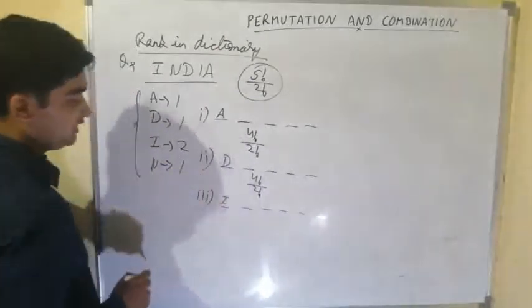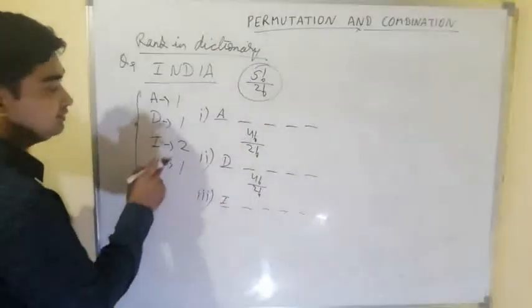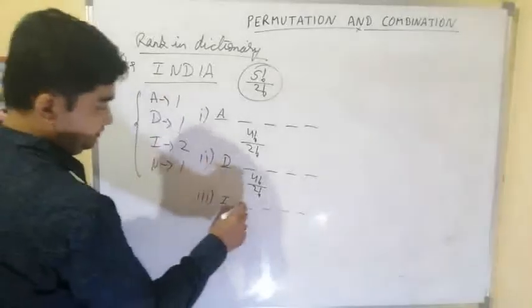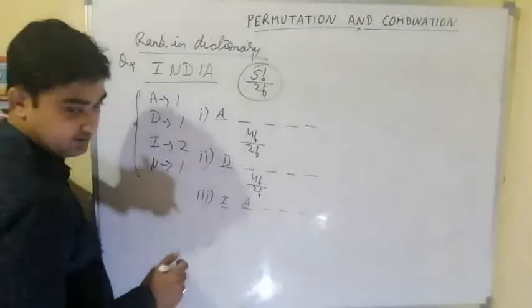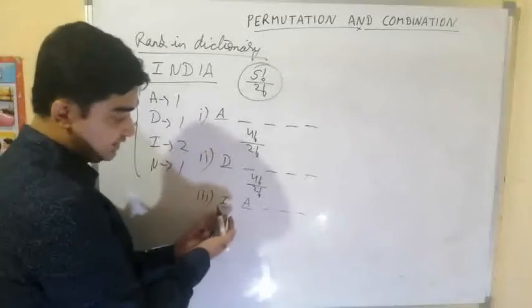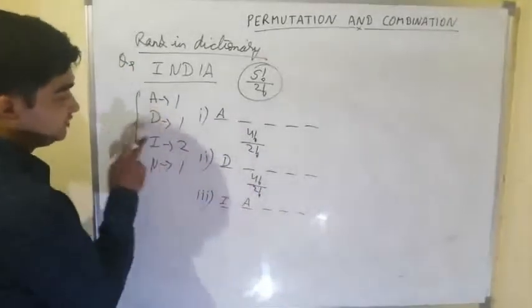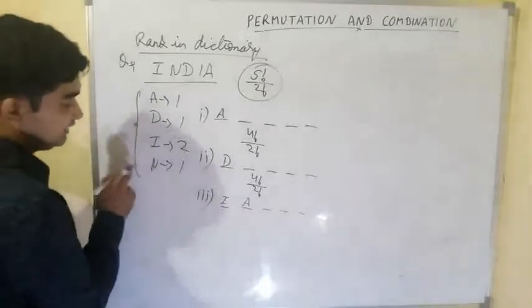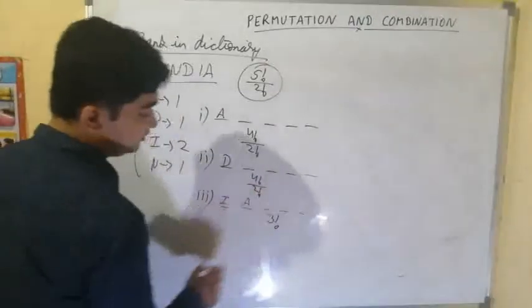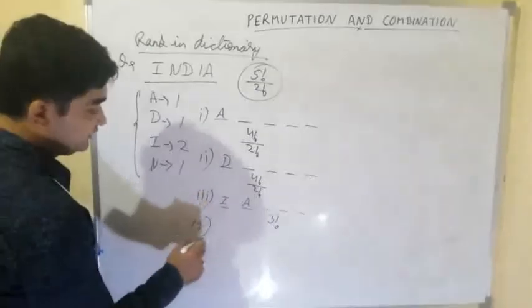If it is starting with I, then in the dictionary, for words starting with I, first A will come here. If A has come here, then how many are left? D, I, N. They can arrange in 3 factorial ways. Then fourth case, I.